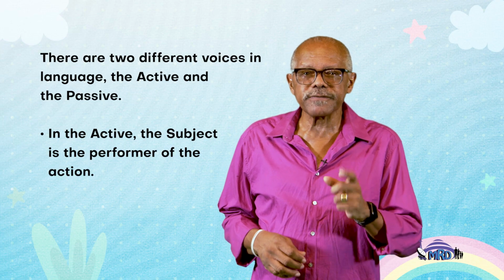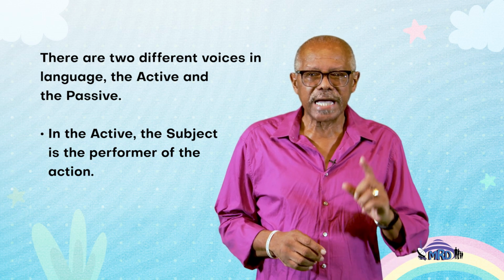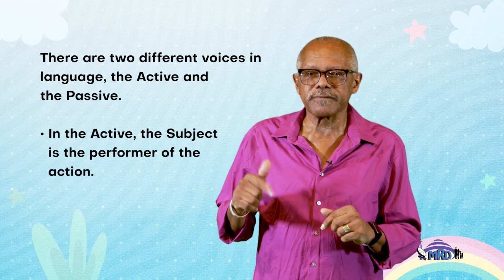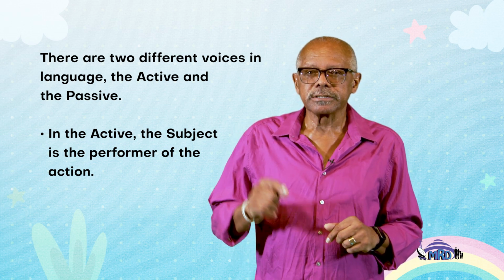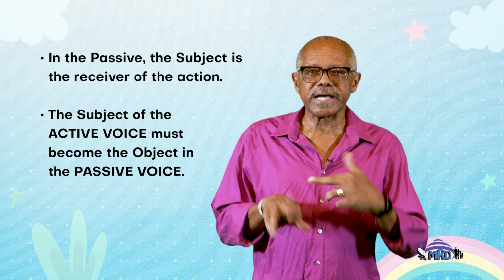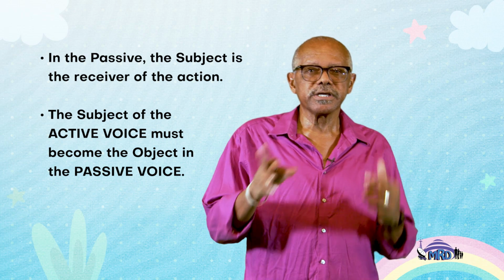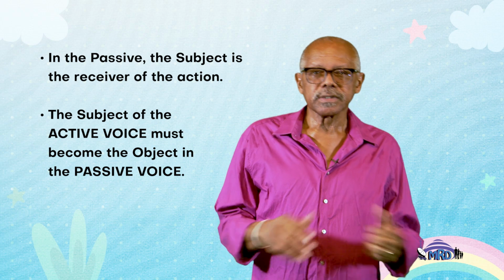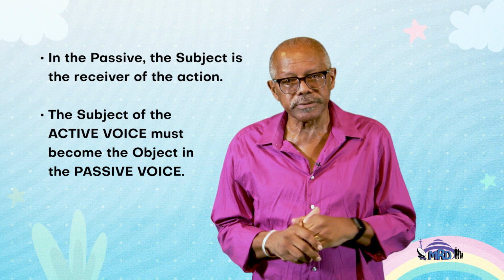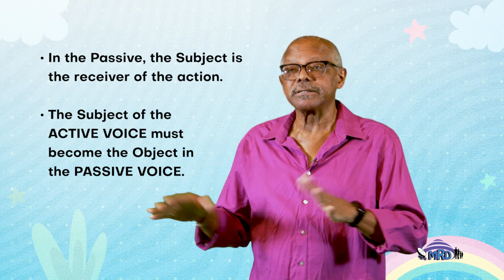Now let's move on with our lesson on voice with the understanding that we will get back to those questions at the end of the lesson. There are two different voices in language, the active and the passive. In the active, the subject is the performer of the action. The girl plaited the doll's hair. In the passive, the subject is the receiver of the action. The doll's hair was plaited by the girl. The subject of the active voice becomes the object in the passive voice. Repeat that again. The doll's hair was plaited by the girl.